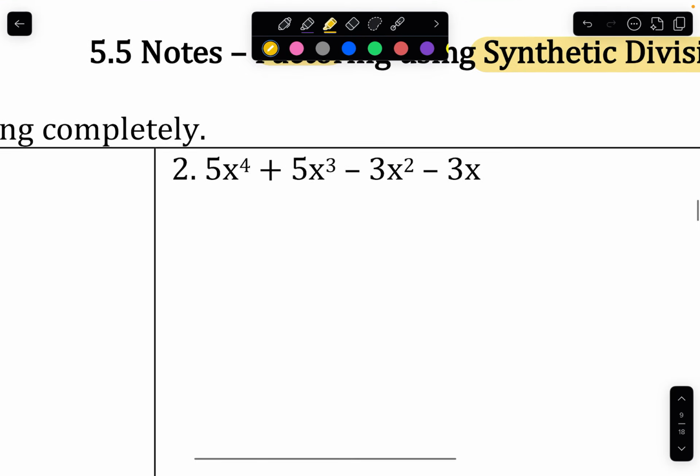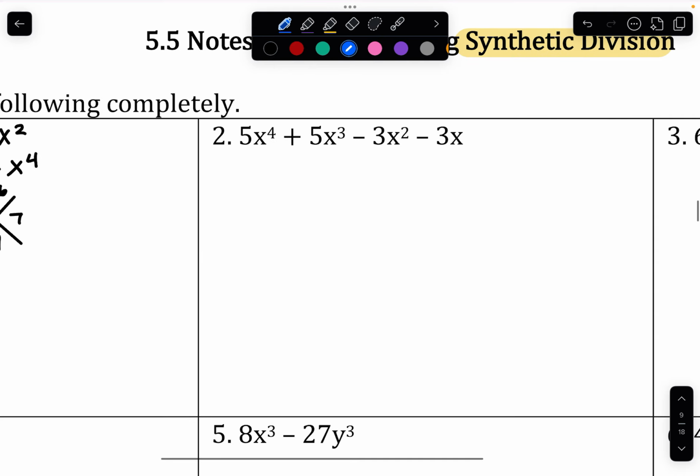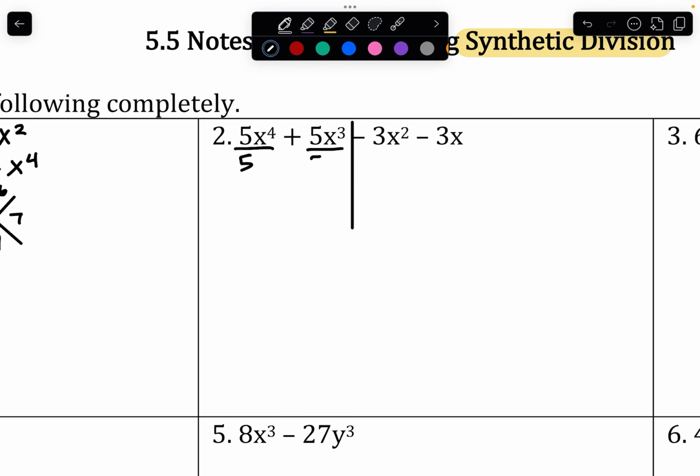Okay, for number 2, I see 4 terms, and so I always try to factor by grouping. And so split it down the middle. Out of the first pair, they have a 5, and they both have an x cubed we can divide. Okay, and so 5x fourth divided by 5x cubed is 1x, and then 5x cubed divided by 5x cubed is just 1.